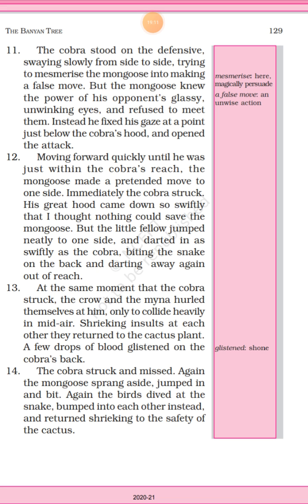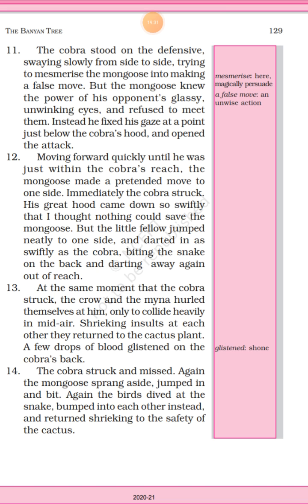The cobra struck and missed. Again the mongoose sprang aside, jumped and bit. Again the birds dived in the air. They bumped on each other instead, returning shrieking and safely to the cactus. So the second time the same thing is happening. What happened? The cobra struck.